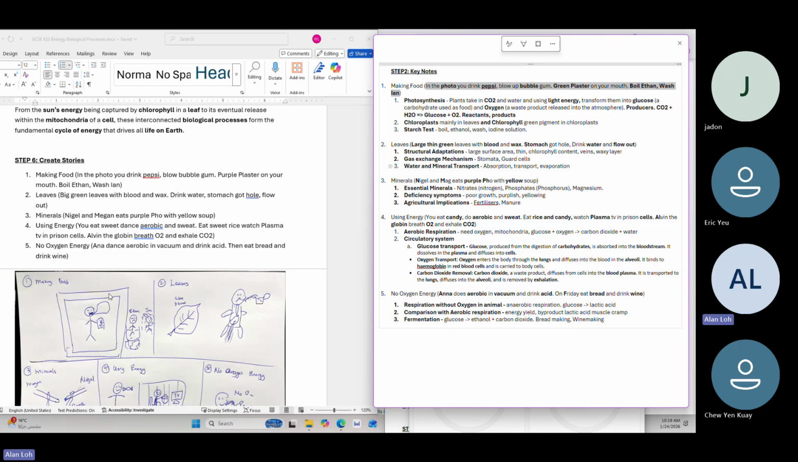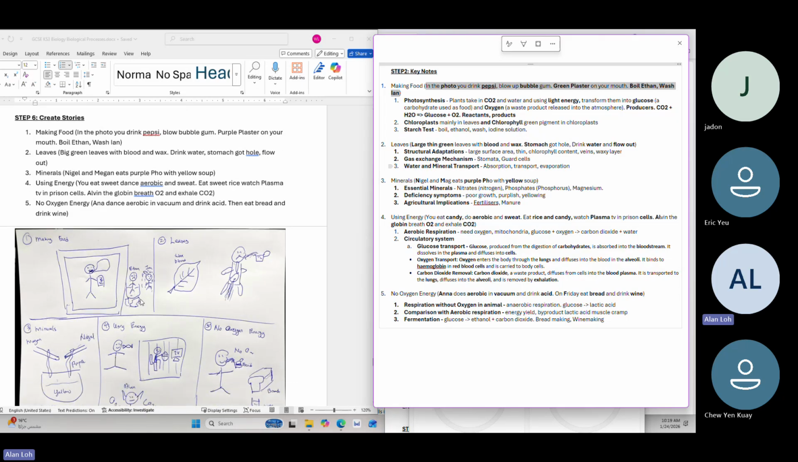So this is the drawing that I drew. As you can see, I'm not a very good artist, so I have myself blowing, taking Pepsi. This is Pepsi, and then blowing up the chewing gum, and I plaster it with a green color plaster. And I'm in a photo frame. This is a picture. Then I have Ethan, boiling Ethan and washing Ian.